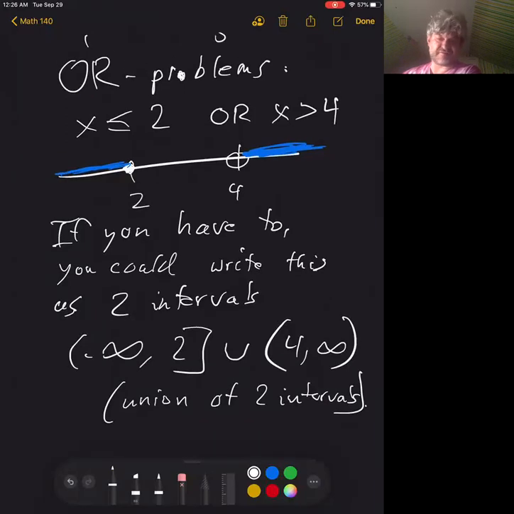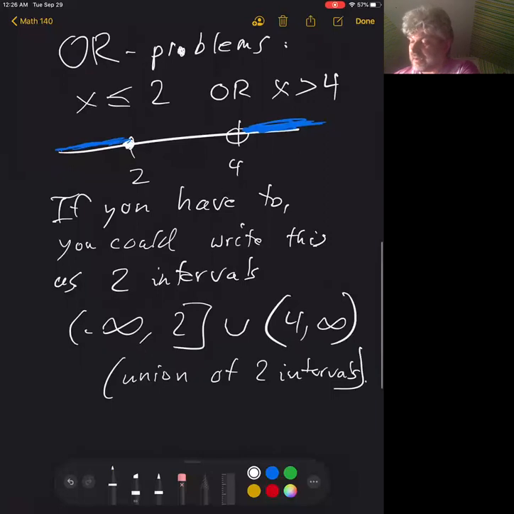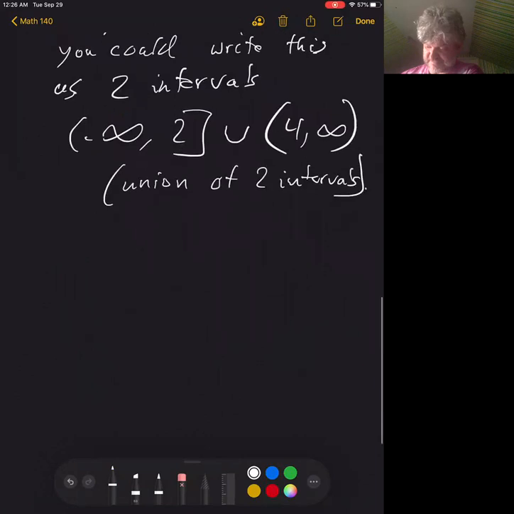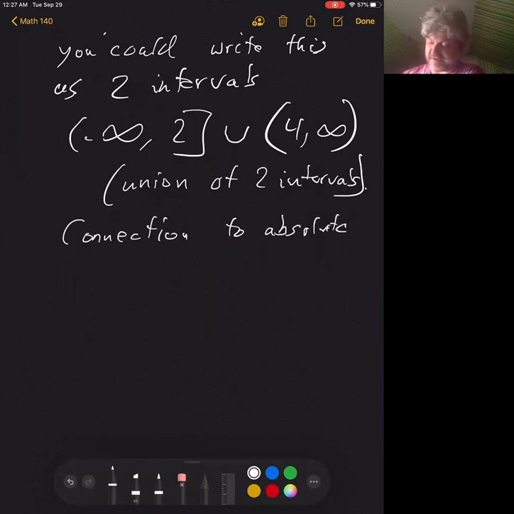Of course, it's nicer if you can do it with just 1 interval, and just in this "or" problem kind of thing, that is not possible. With "and" problems, it's always possible. Oh, what else have I got? The last bit, to tie it back to the problems with absolute value, inequalities with absolute value.